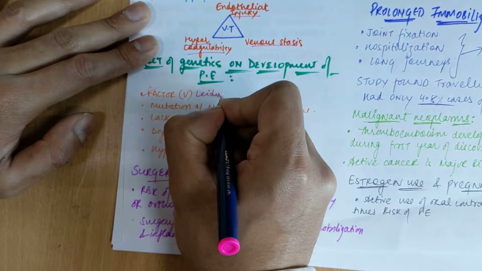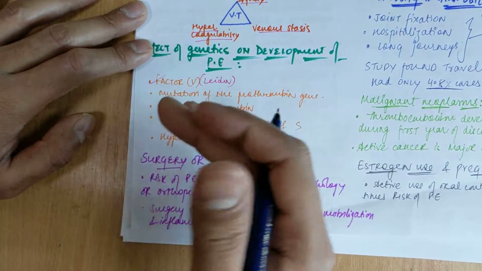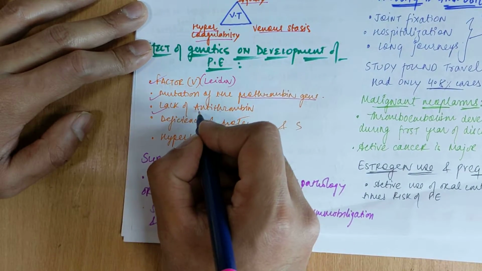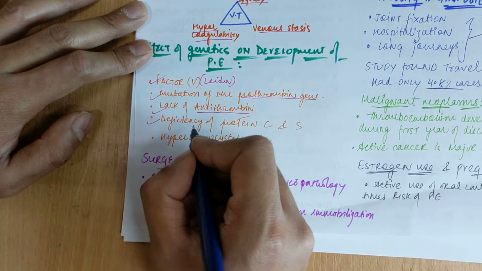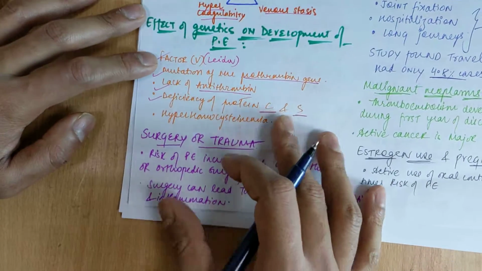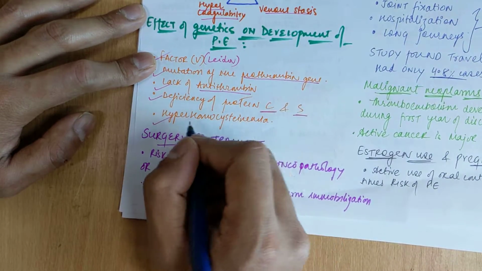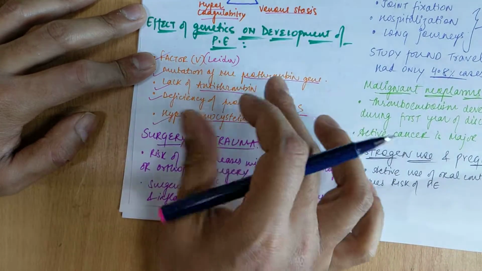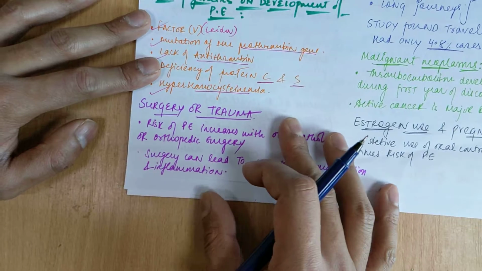which is called the Leiden factor. Also, there can be missing factors or deficiency, mutation of the prothrombin gene in the patient, lack of antithrombin factor, deficiency of protein C and S, as I told you, and hyperhomocysteinemia. So if there is an abnormality of homocysteine in the blood, then there can be chances of development of pulmonary embolism.